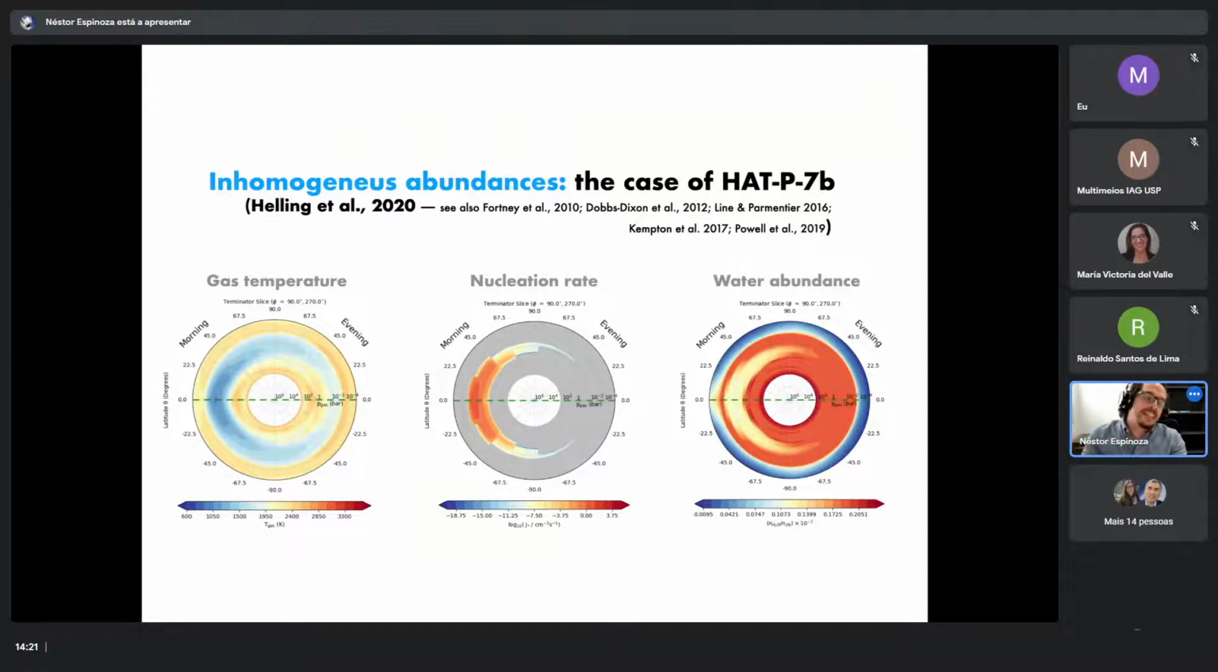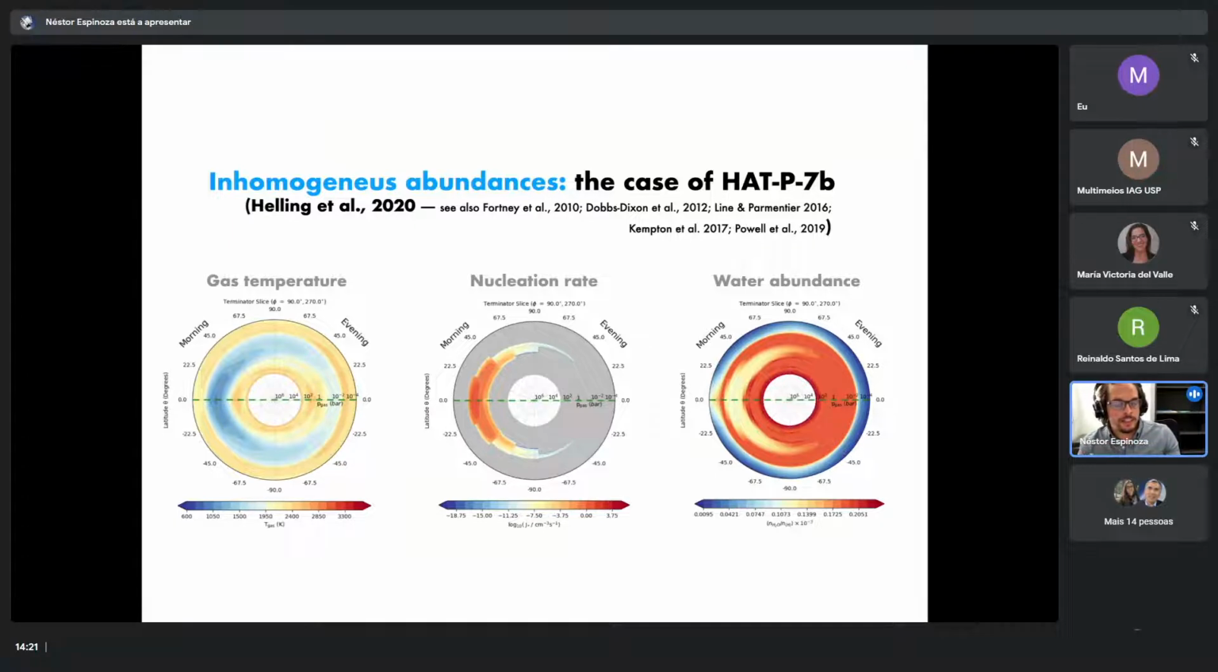So the evening is the part of the planet that goes from the day side to the night side. In the morning, from the night side to the day side, you see that the temperature is much lower. They can reach temperatures as low as under 1,000 kelvins. Whereas in the evening part of the planet, you see that it's hotter, right? It can reach temperatures of above 2,000.